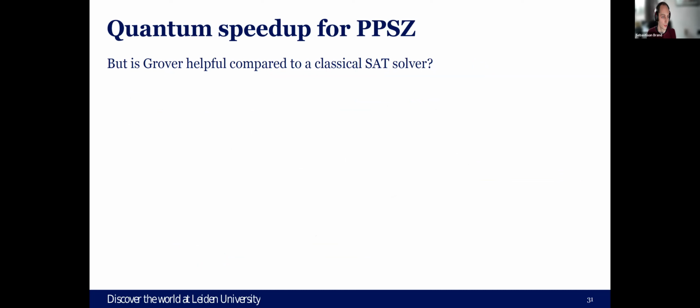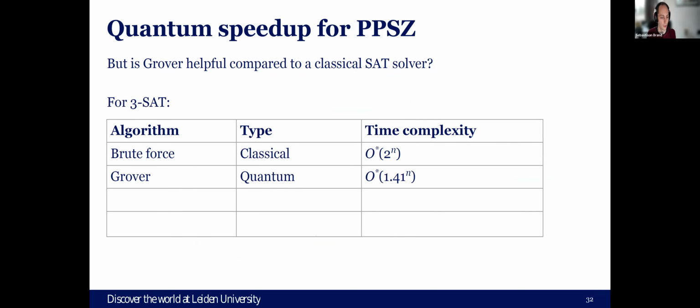Yeah, so that brings us to the next question. Is Grover actually helpful compared to a classical SAT solver? So people who know things about classical SAT solvers might have already recognized something here. So if we want to solve SAT brute force, we take O star of 2 to the n steps, where this O star means that we're omitting polynomial factors for simplicity. Grover does this in the square root of this time. However, the best known classical algorithm has a worst case performance which is better than Grover. So it seems like we might not be quite there yet.